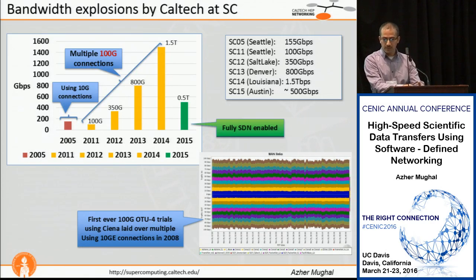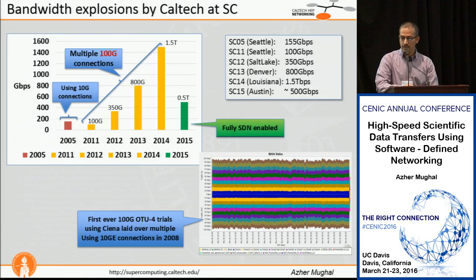And if you see the last one, in 2015, we basically let the application handle the whole complete network, and we were able to design a software ring that was able to move around 0.5 terabit of data.